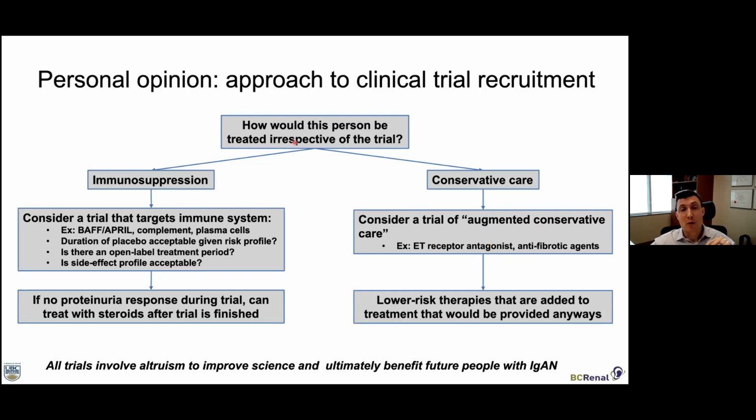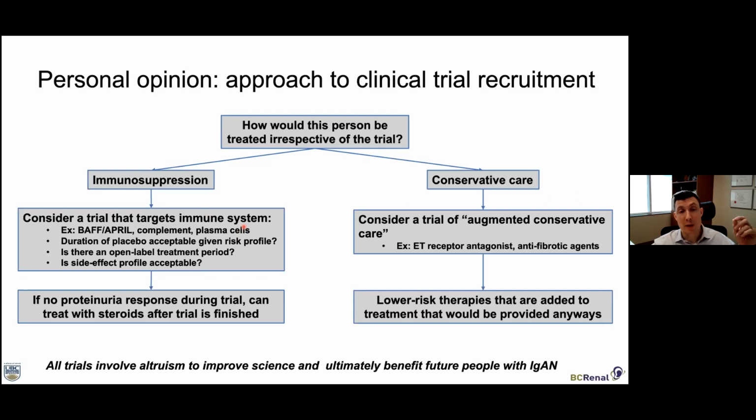However, if I would normally, to some degree, entertain the notion of immunosuppression for this person, then I may consider approaching them about a clinical trial that targets the immune system. And by that, I mean BAFF or APRIL inhibitors or complement inhibitors or plasma cell inhibitors. However, there's several important questions we need to ask when we're looking at a clinical trial and determining is it appropriate or not for someone with IgA nephropathy.